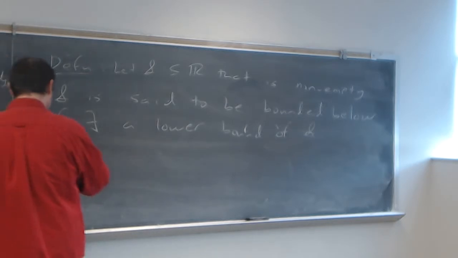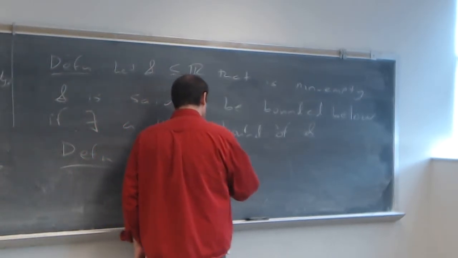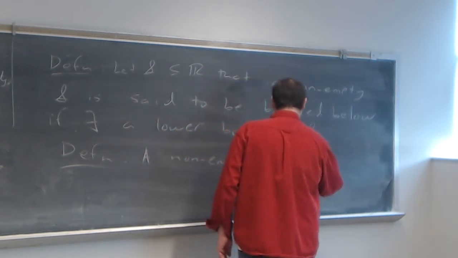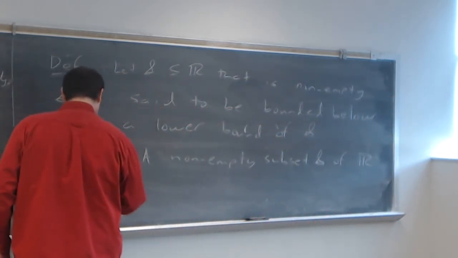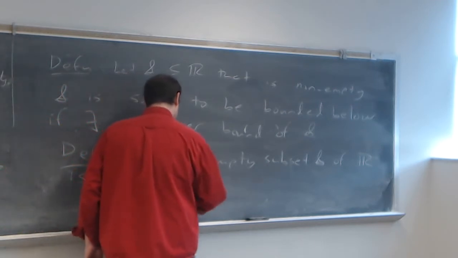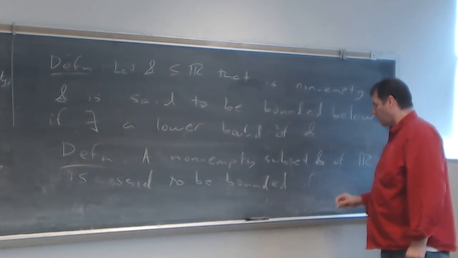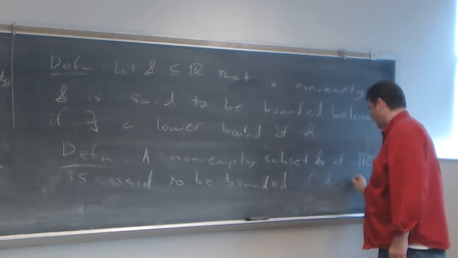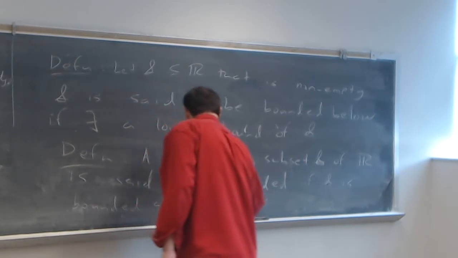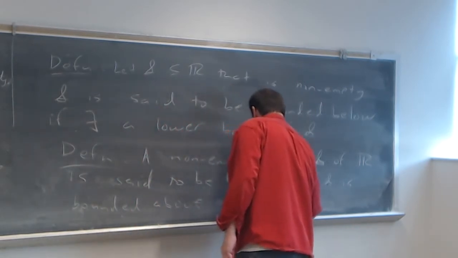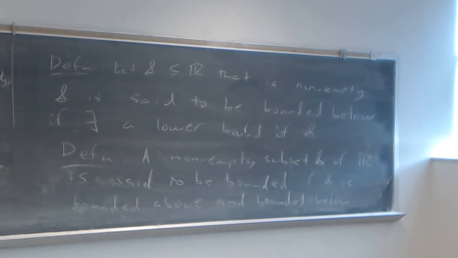I want to give 2 more definitions. A non-empty subset S of real numbers is said to be bounded if script S is bounded above and bounded below. And forget the word bounded, we ought to have the word unbounded. It's the opposite.